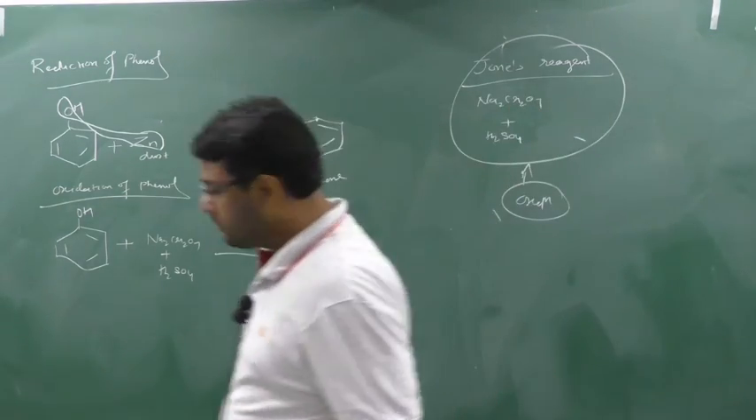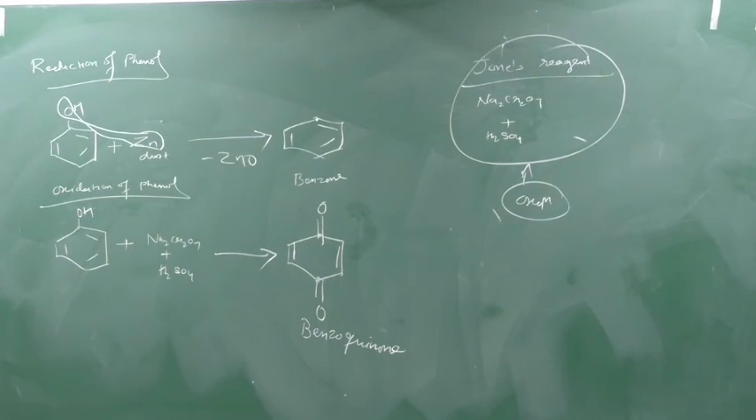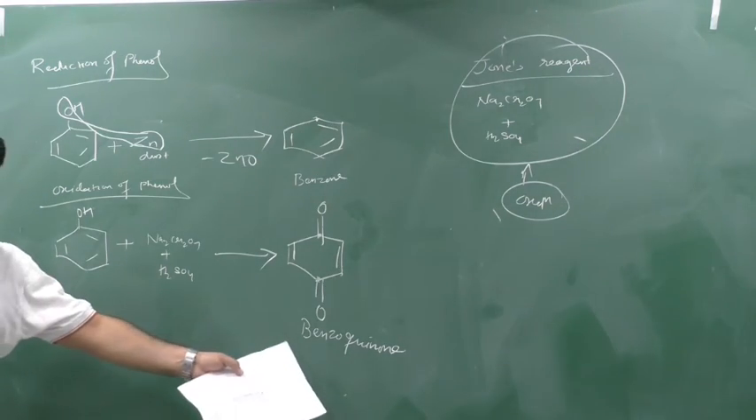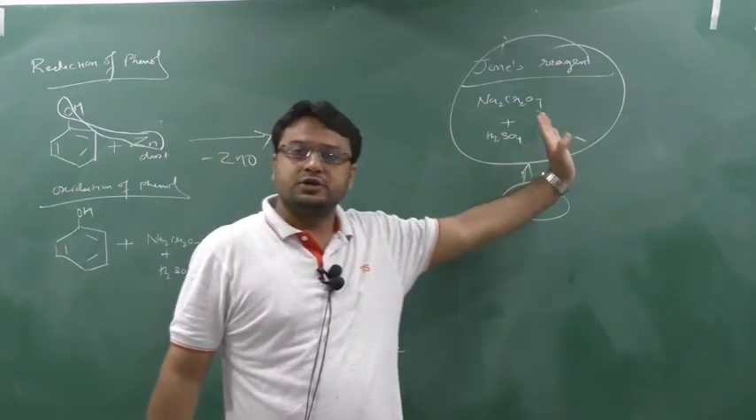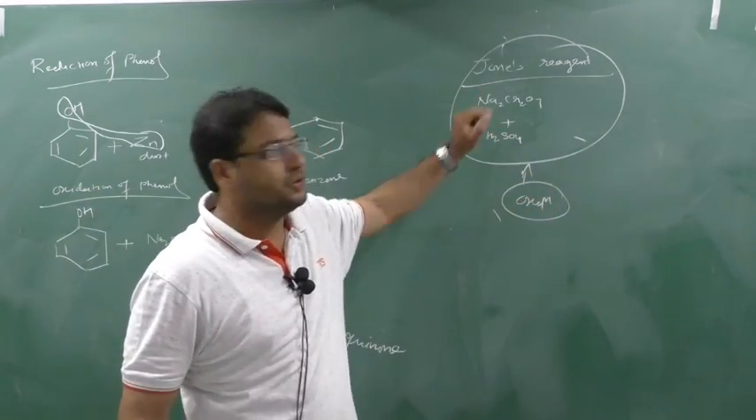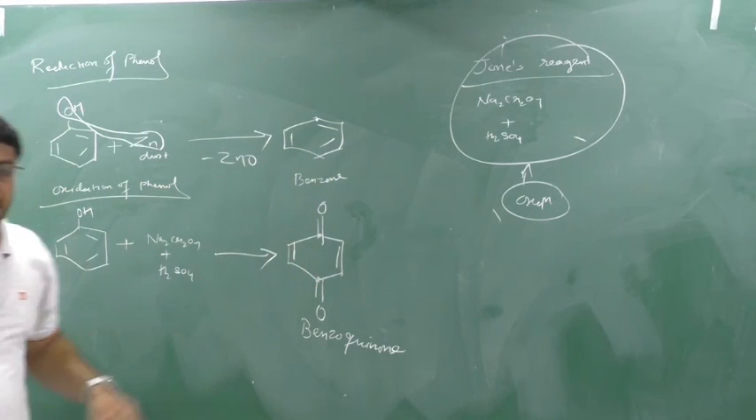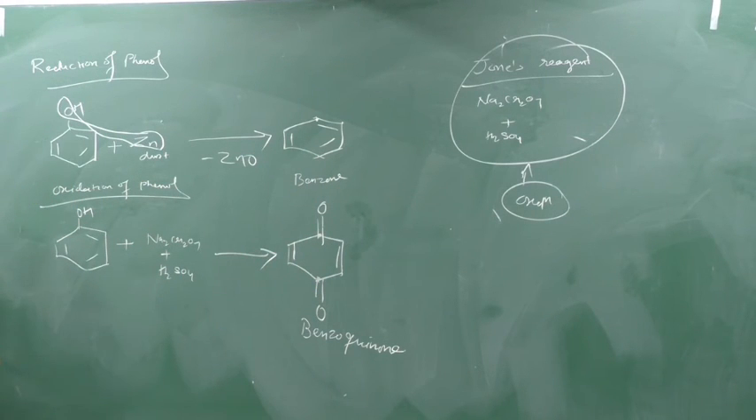So reduction of phenol will yield you benzene, and who will help us? Zinc dust. And oxidation of phenol will yield you benzoquinone. Who will help us? Jones reagent. What is meant by Jones reagent? Na2Cr2O7 and H2SO4. This combo is known as Jones reagent. So that's it. Here the chemical reactions of phenol are over.